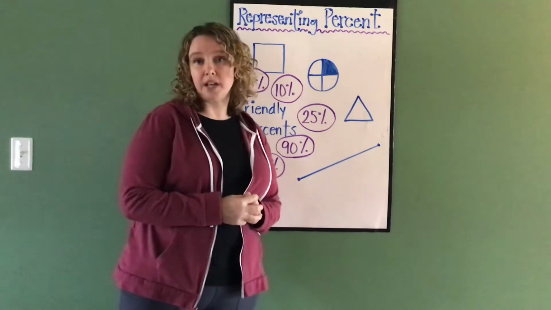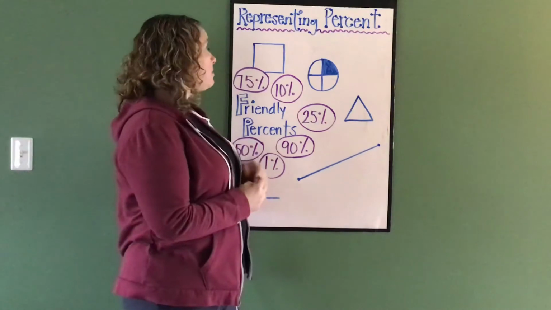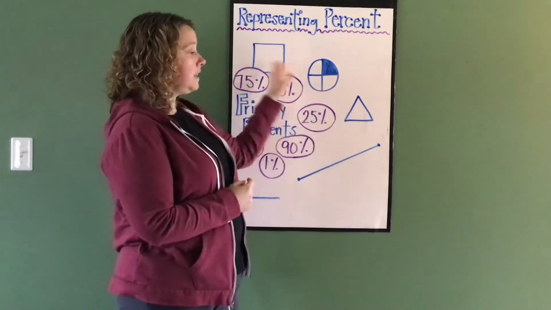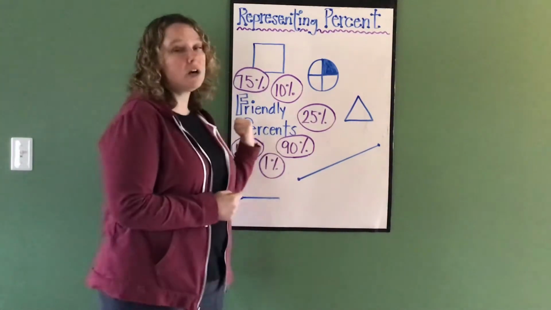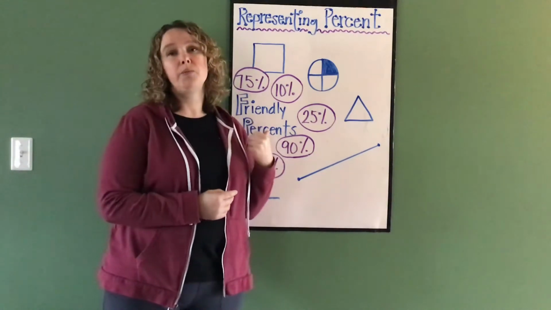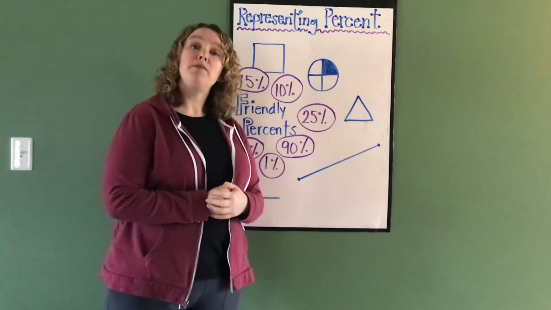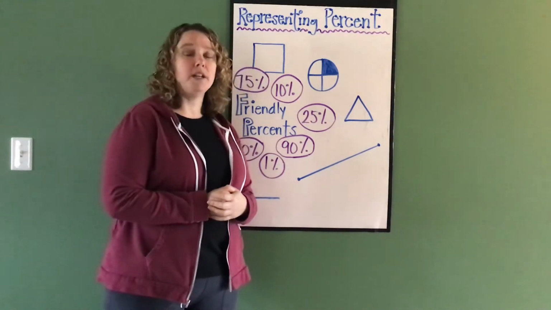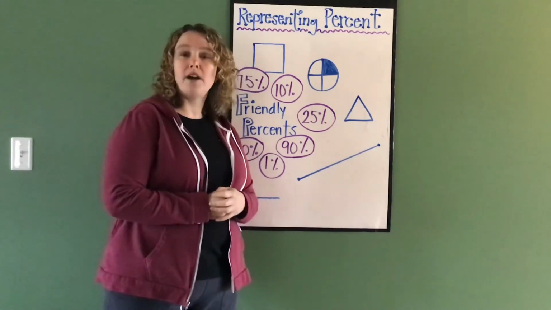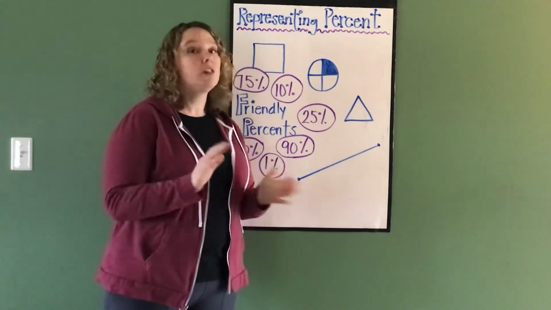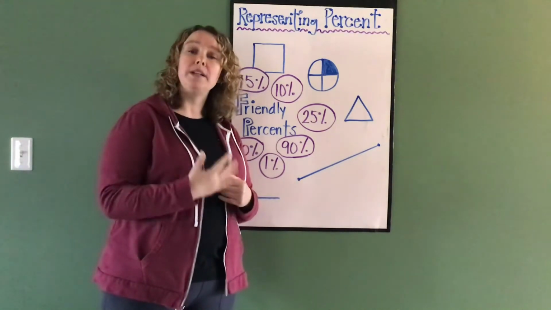and I also want to talk about friendly percents. So before I talk about representing in a diagram or a number line, I want to talk about friendly percents, and here's where you really have to think back to when we talked about fractions, and I talked about friendly fractions. I said how many people can picture a half, how many people can picture a quarter, and lots of you raised your hand, and percents are really similar.